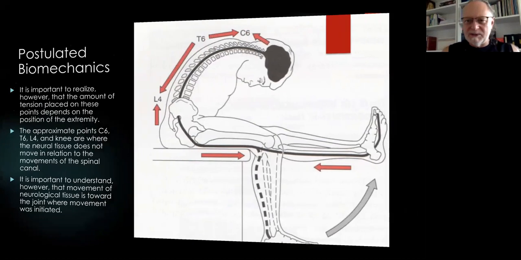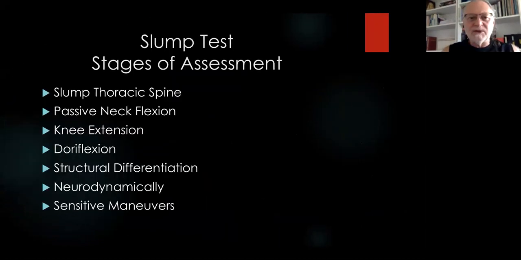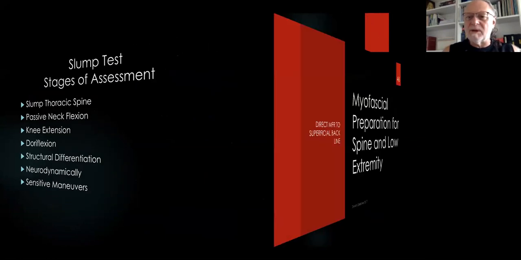The Slump Test is a major test that we want to utilize. Each of these positions for the slump are utilized, and we will go ahead and work with each of those as we take them through the slump.